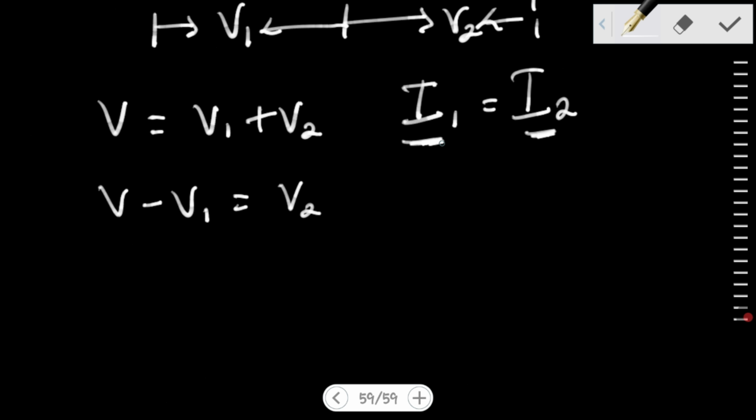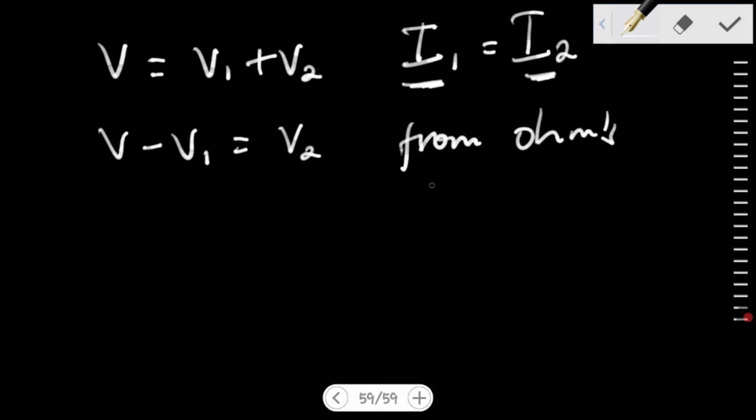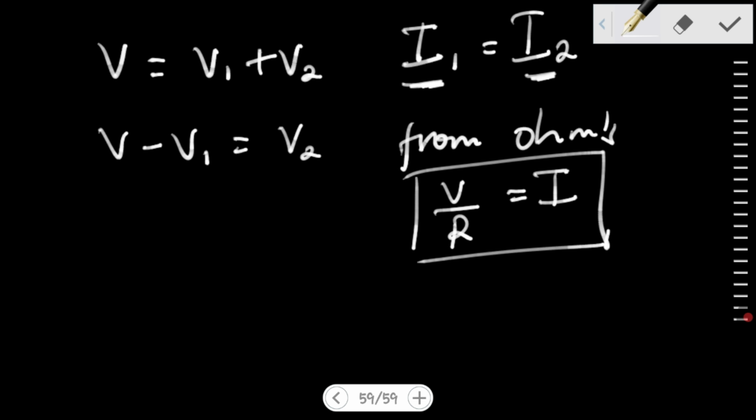From Ohm's law, I is equal to V all over R. Since these currents are the same, I'm going to say that V1 all over R1 will be equal to V2 all over R2.